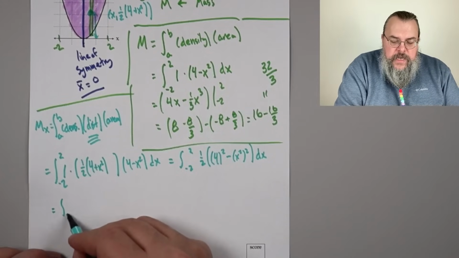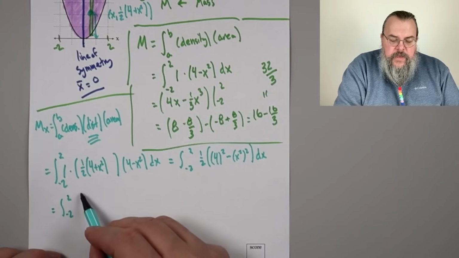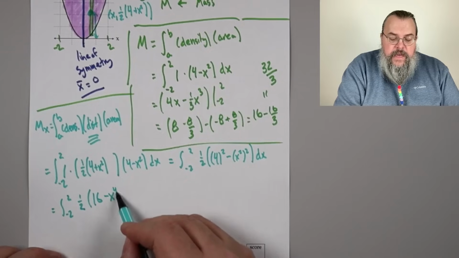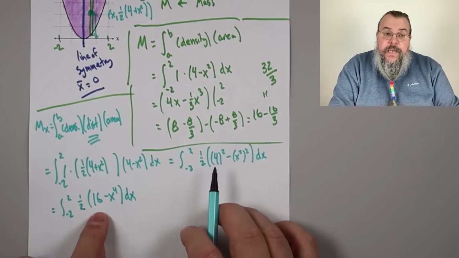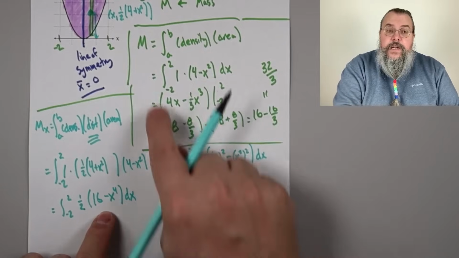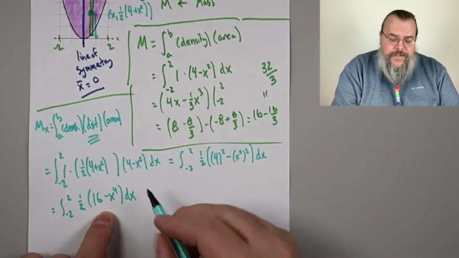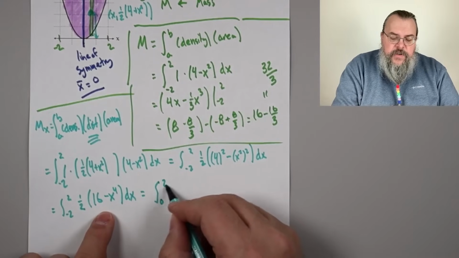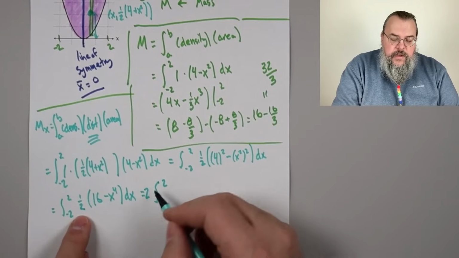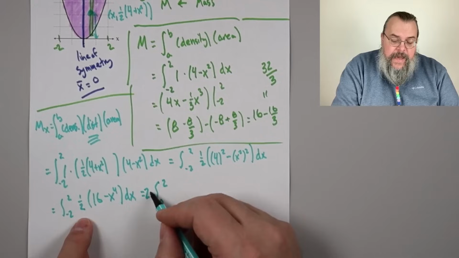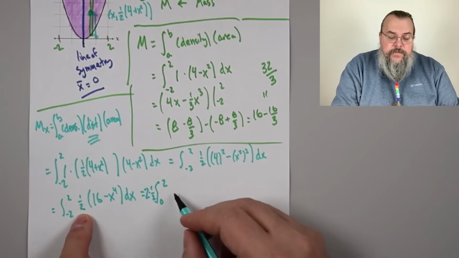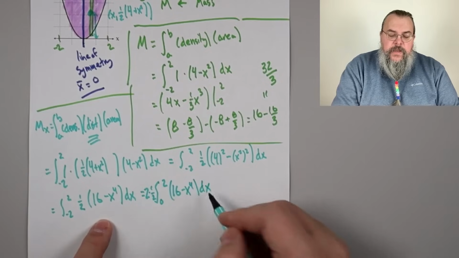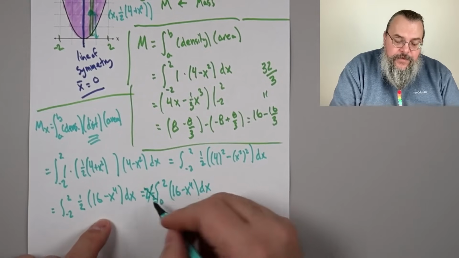So -2 to +2, and 1/2, you'll have 16 minus x to the 4th. Now notice these are both even functions. So we didn't take advantage of it here, but let's take advantage of it now. So this is the same as double the integral from 0 to 2. So there's double, because I'm only doing half of it. There's 1/2 from that half, and then there's 16 minus x to the 4th. Well, the nice thing is 2 times 1/2 is 1.